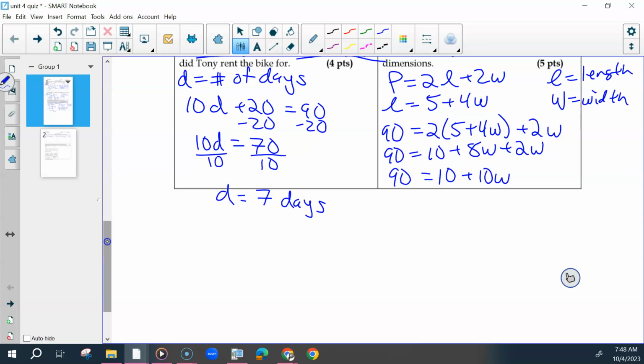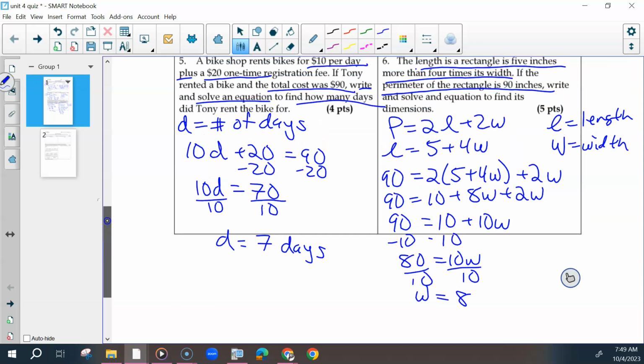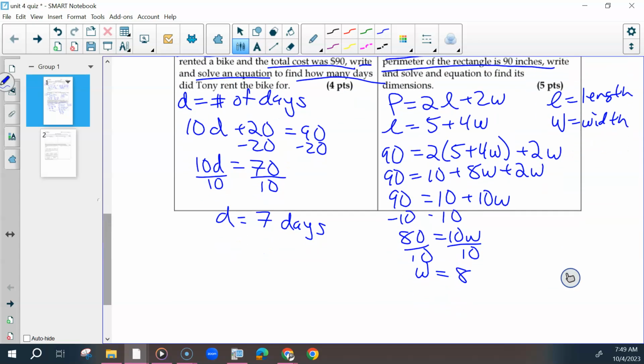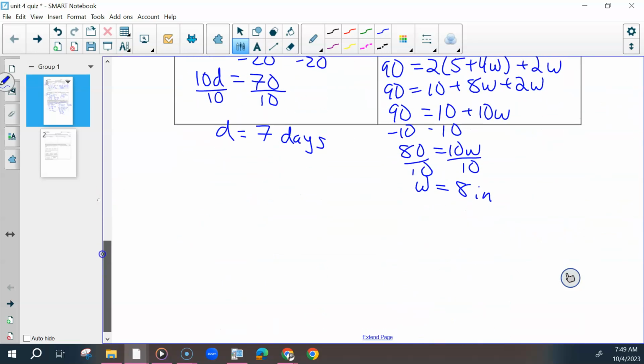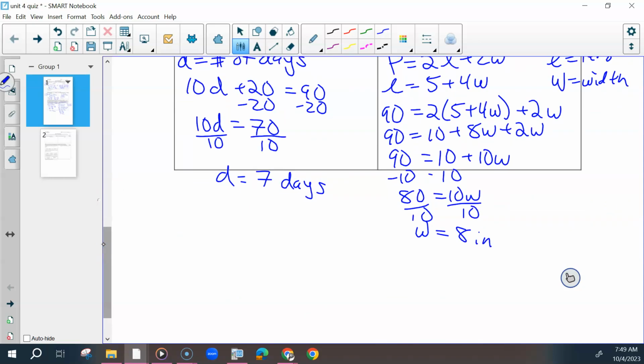So combine like terms, start to solve this, get rid of 10. Divide both sides by 10. So that W equals 8, I think these are inches. Make sure you're putting your labels. Then we had to take 8, put it back in for L, and find what L was.